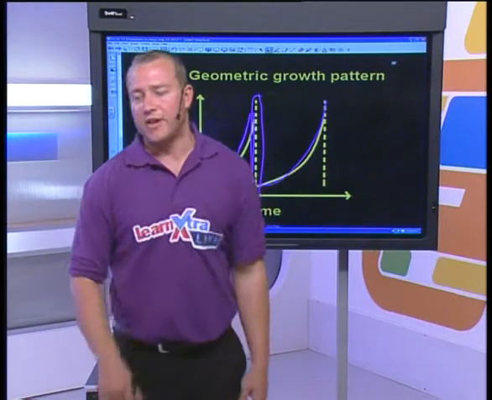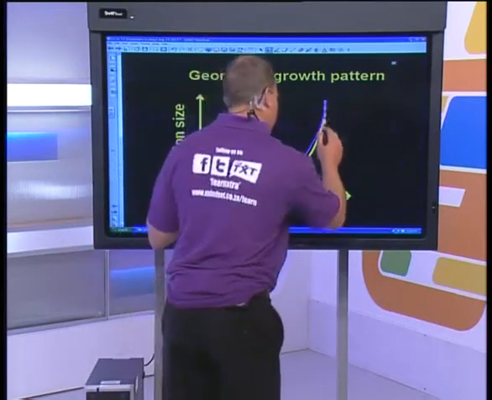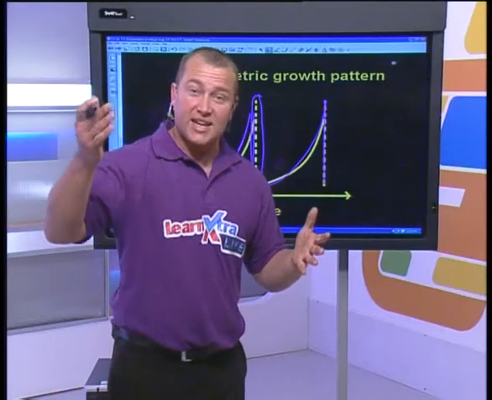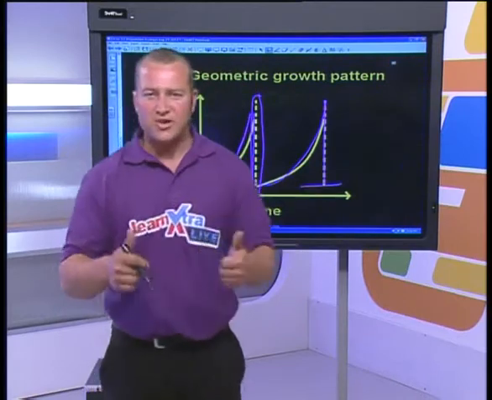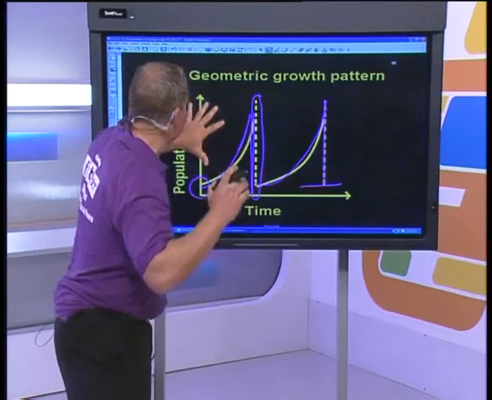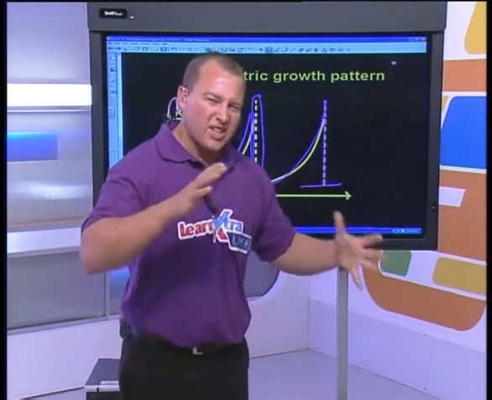Then we decide, no, we're feeling too bad again, we better take our antibiotics. We take our antibiotics, and it drops down, and we decide we're actually going to listen to the doctor for once in our lives, and we're going to take all of them, and we kill them off right to the end. We're feeling great, 100%. We can do all our sport. Now, that is what happens with a geometric graph. Okay, so that's quite a nice one.